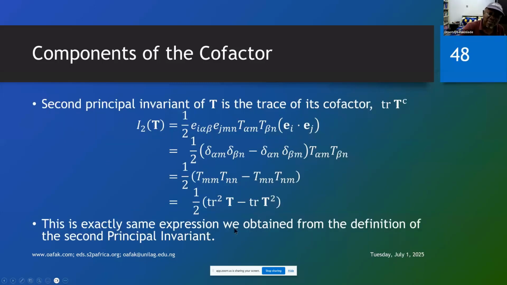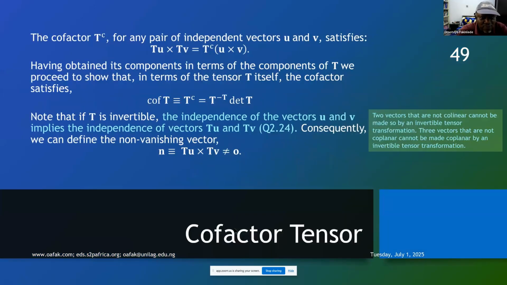That is what is more important to me than to waste time on the other one we saw before. So the last thing that we have here is the cofactor for any pair of independent vectors. Two vectors that are not collinear cannot be made so by an invertible transformation. Three vectors that are not coplanar cannot be made coplanar by an invertible tensor transformation. Therefore, the cofactor TC for any pair of independent vectors satisfies this expression.